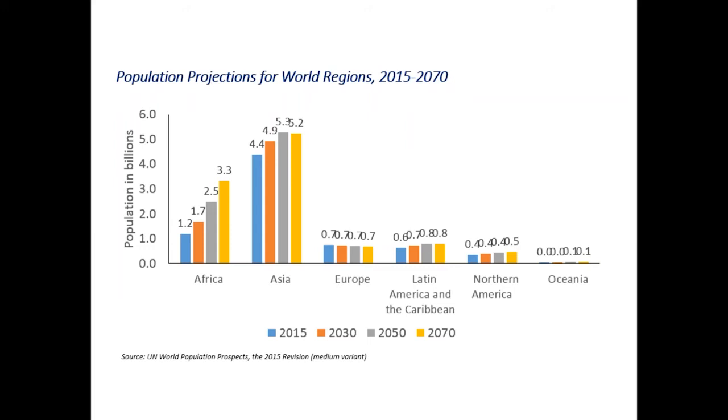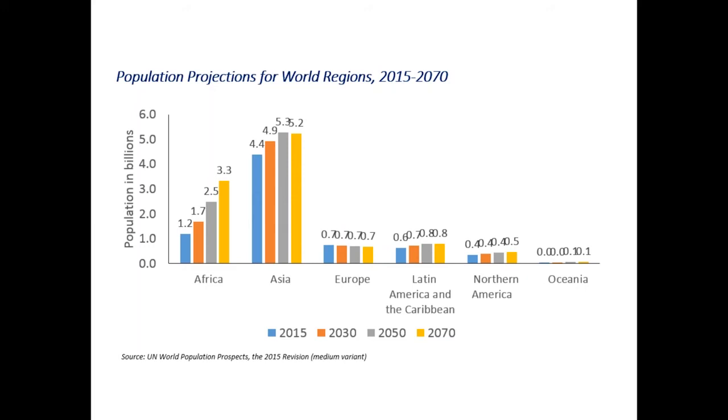Let's go to the next slide. Just looking at the population projections for the world regions over the next 50 or so years, you see that Africa is definitely going to be the fastest growing world region in this period, and the total population in Africa is going to more than double from about 1.2 billion in 2015 to 3.3 billion.